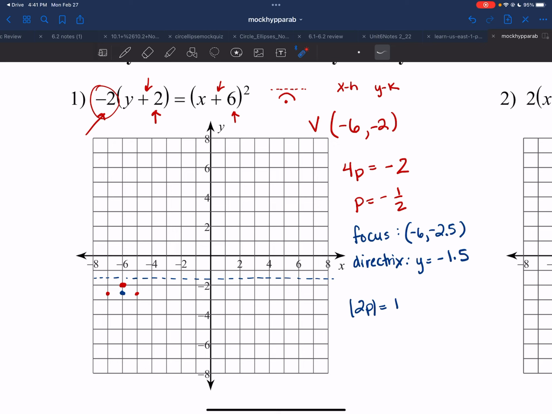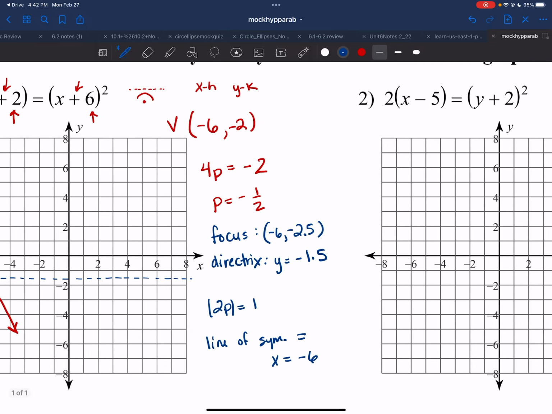So now that I have those built, I can go ahead and start drawing my parabola from there and connecting those dots. Oh, and my line of symmetry. That would be the other thing that we need. And that line of symmetry goes through my vertex and my focus. So the line of symmetry is x equals -6. Okay, so that should be everything that we need in order to be able to finish that parabola.